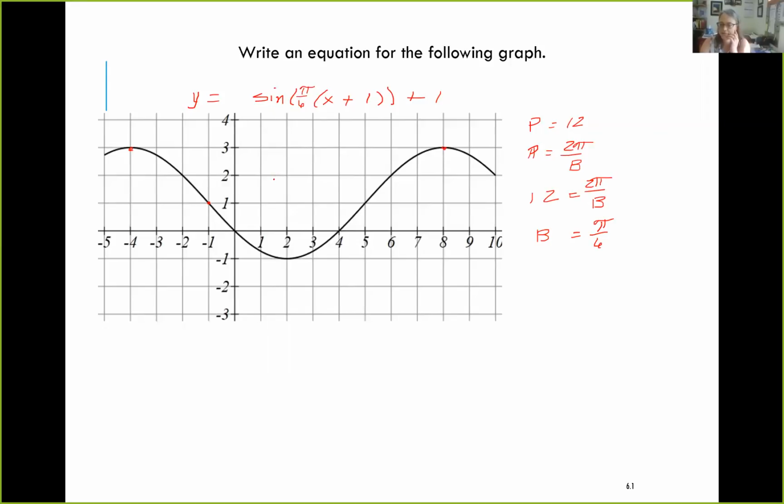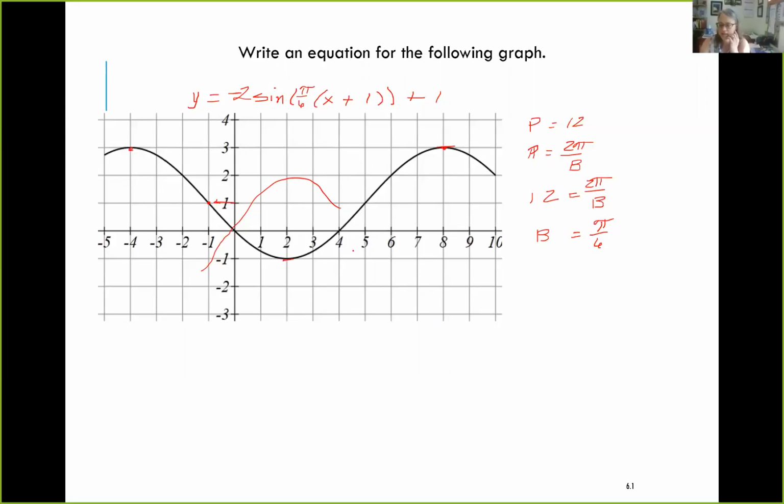Now, amplitude. Amplitude is related to the distance from the trough to the peak, which is 1, 2, 3, 4. So amplitude is 2. And because I chose a shift to the left, and because I know the sine looks like this, I need to turn this guy upside down.